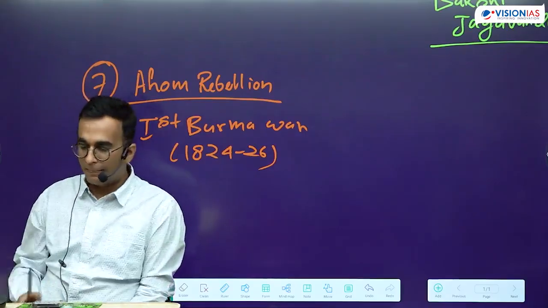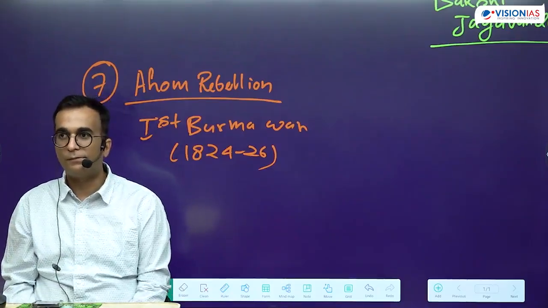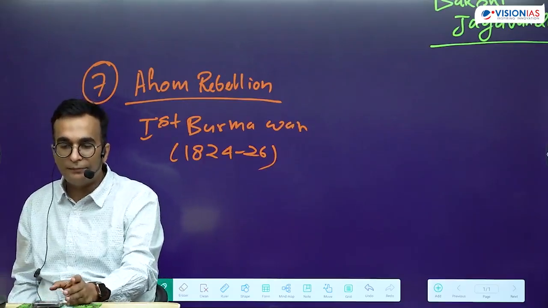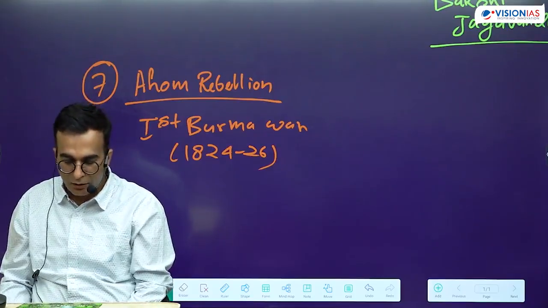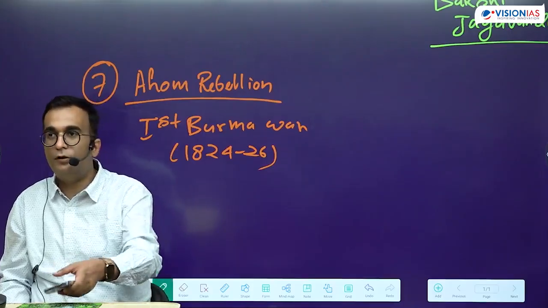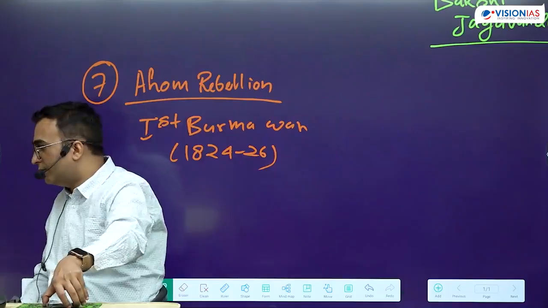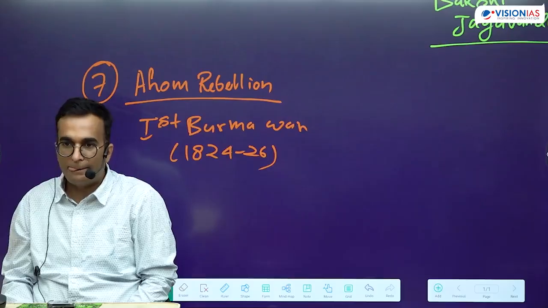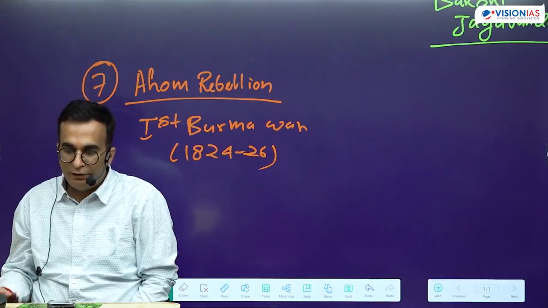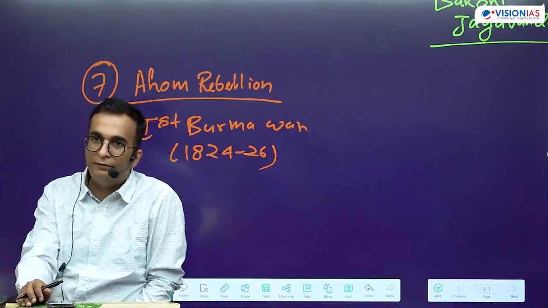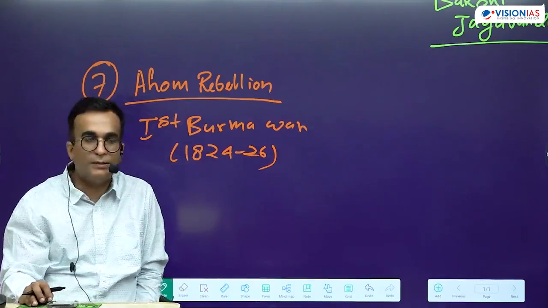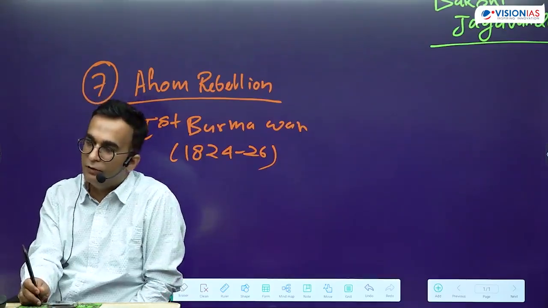During the First Burma War, the British used the Upper Assam area or Ahom territory. Full stop. They pledged that after the end of the war they would withdraw from Ahom territory. But it was a false promise.